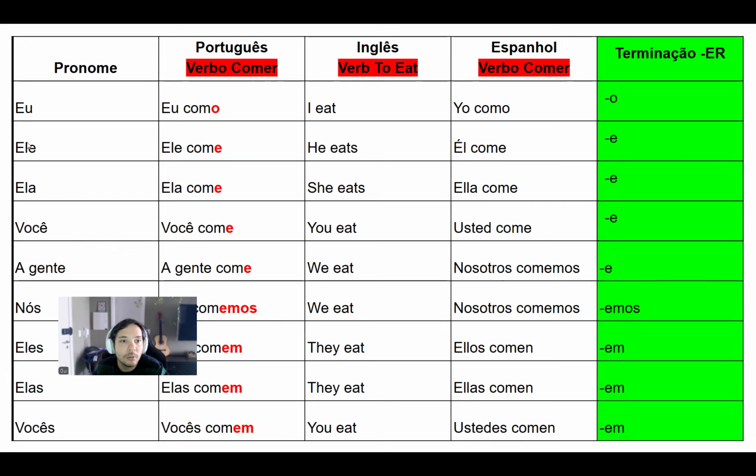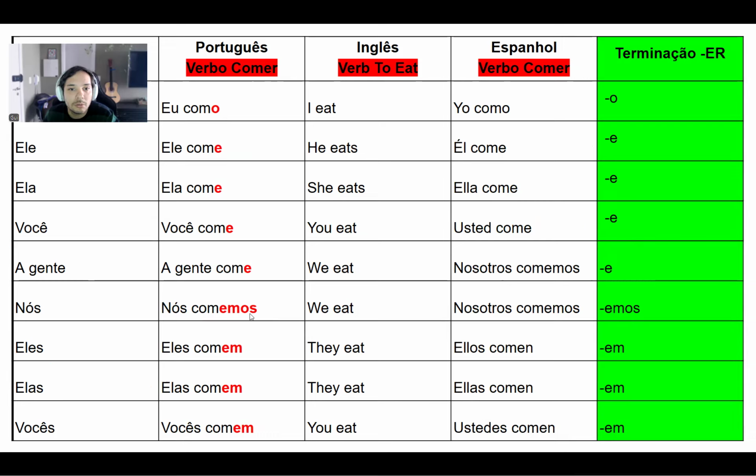Eu como. Ele, ela, você, a gente come. Nós comemos. Eles, elas, vocês comem, tá? Completely different from English, tá? And very similar to Spanish. Okay.